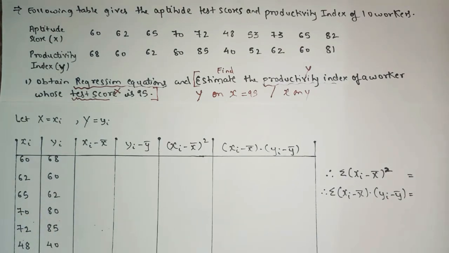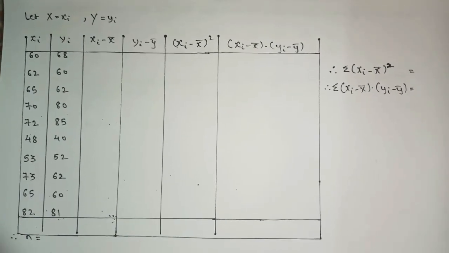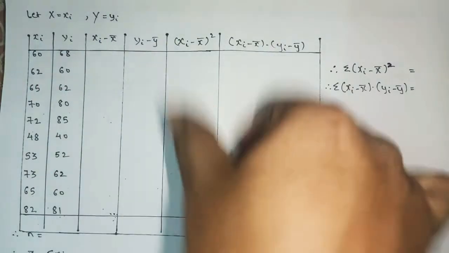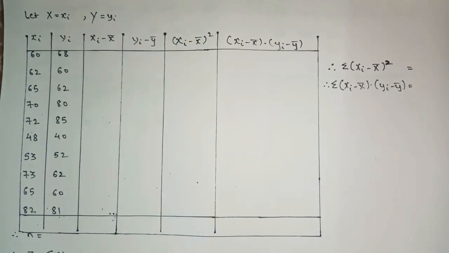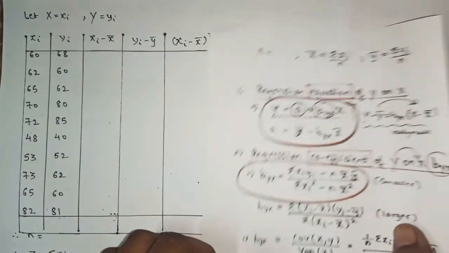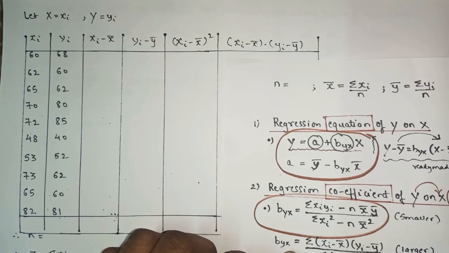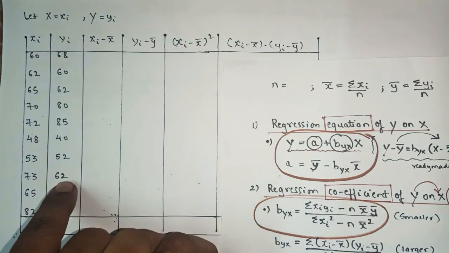Now this is the construction part, we can say. The challenging part here is how to increase the columns, how to construct the table. It is very simple. As for this sum we have to find y on x, simply see the formula of y on x. So in the first column it will be xi, in the second column it will be yi.